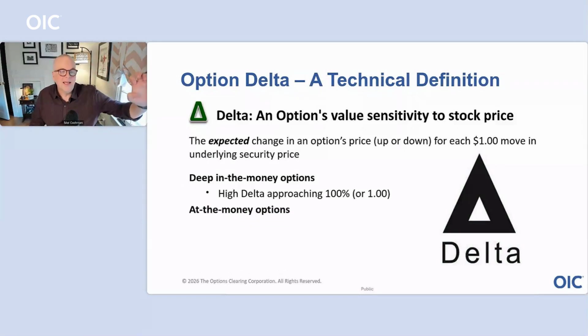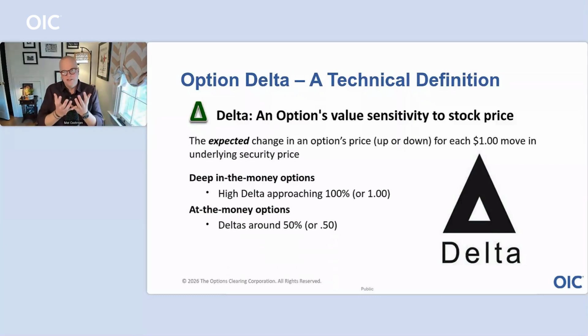The second bucket is the at the money options. Those options have around a 50 delta, not exactly a 50 delta necessarily. Some of them actually do, but if you're talking about options that are close to the at the money, they're going to have some close to 50 delta kind of vibe. That means that it's going to move 50% of that $1 move in the underlying.